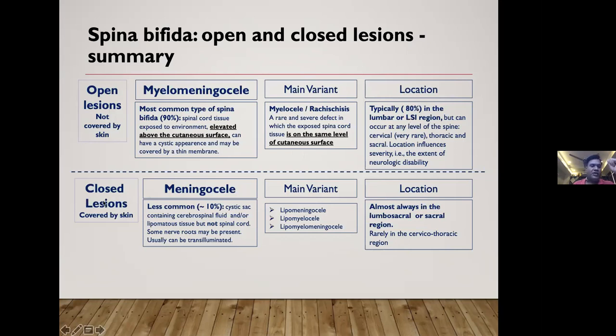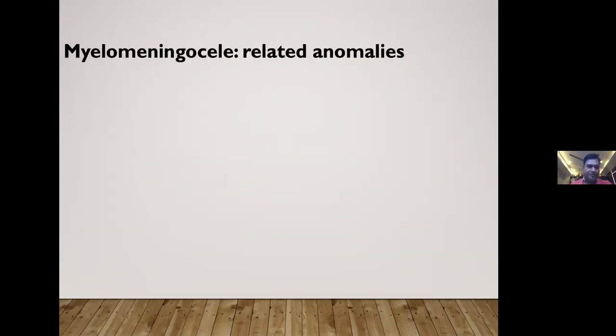If you look at the closed lesions, they occur in 10% of the cases, and they may vary, being lipomeningocele or lipomyelocele or lipomyelomeningocele, and they are always located in the sacral region. So that is the characteristic of the closed lesions. Closed lesions are generally more distal, open lesions are generally more proximal, and the myelomeningocele always has the spinal components elevated above the cutaneous surface, unlike that of the rhachischisis or myeloschisis.